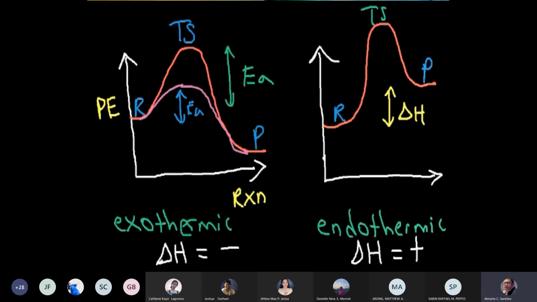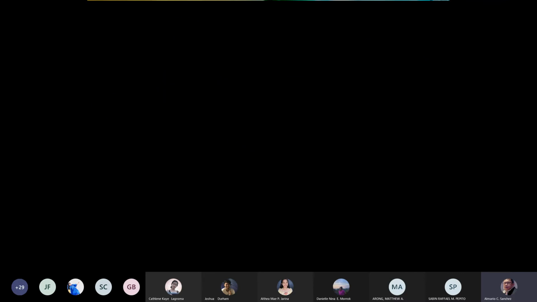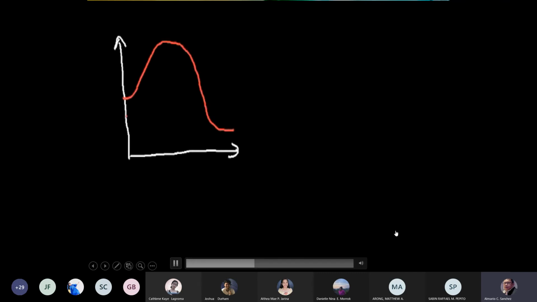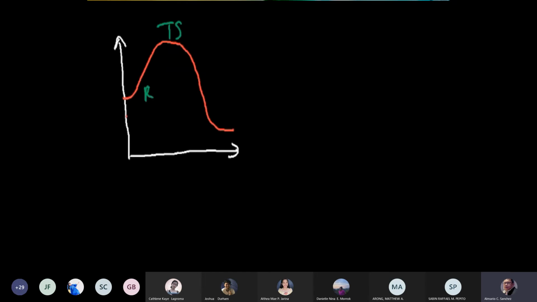Now, it turns out that the enthalpy is really the difference between the activation energy of the forward reaction and reverse reaction. So let's put some numbers to this. So let's say the products are at a value of 100, the reactants are at 300, and the transition state is at 600.